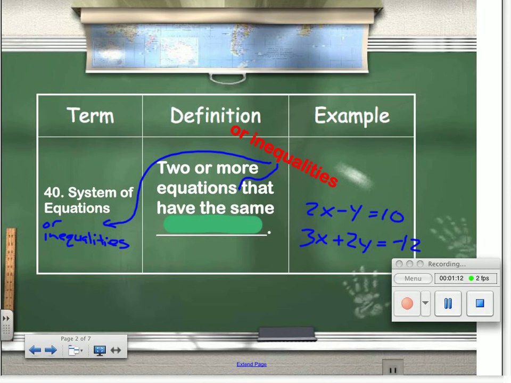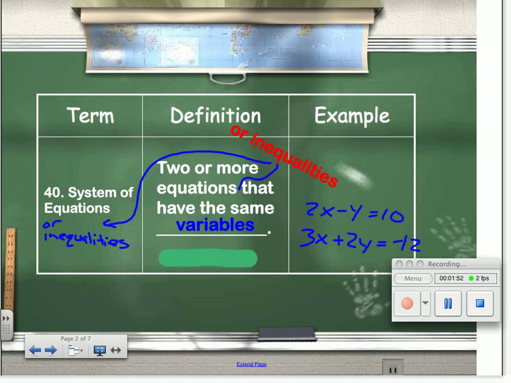Here is a definition. I'm not sure if you guys have this or not, but I'll go through it. If you don't, we can get this in class. So a system of equations or inequalities, they can either be equations or inequalities. There can be 2 or more equations or inequalities that have the same variables, okay? So, for instance, here's an example of one. We have 2x minus y equals 10, 3x plus 2y equals minus 12. We have 2 equations. They're both linear because, see, neither of the variables have an exponent on them, so we know they're linear. And they have the same variables, x and y in one equation, x and y in the other. So that's all a system is.